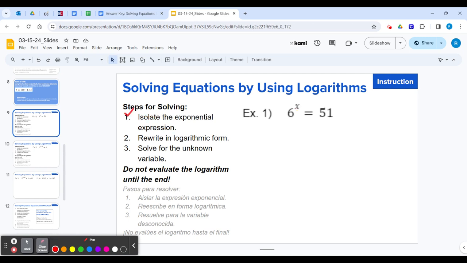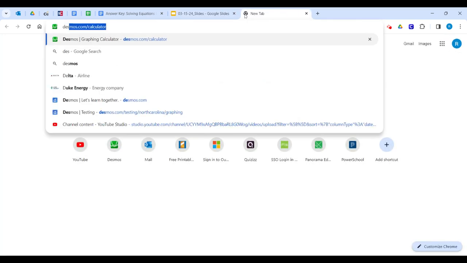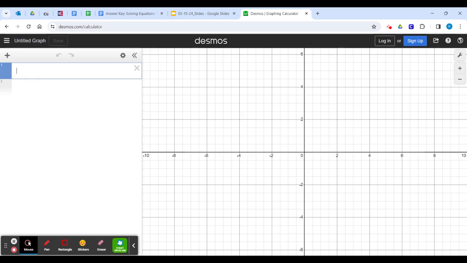I'll put a check mark next to 1. Then, to rewrite this in logarithmic form, I'll do this step in blue here. We are going to write it as our log base 6 of 51 equals x. And in this case, there is no need to do anything with that third step, solving, because x is already all alone. So with that rewritten equation, we can go into our Desmos here and calculate it out, because we will not be able to do log base 6 of 51 in our head.